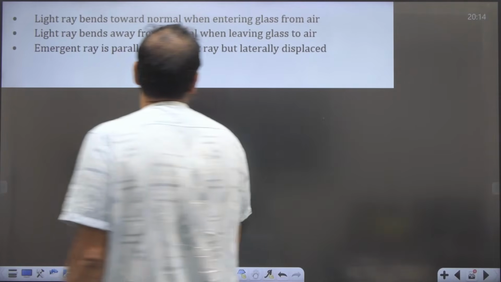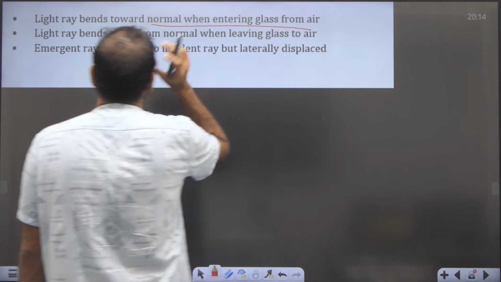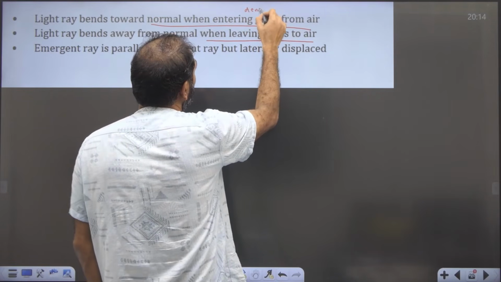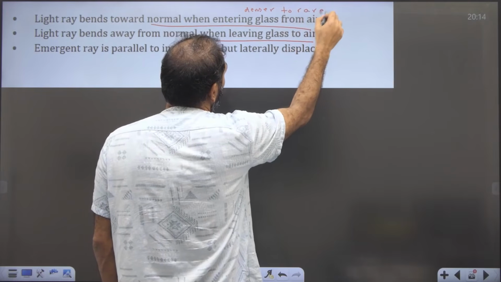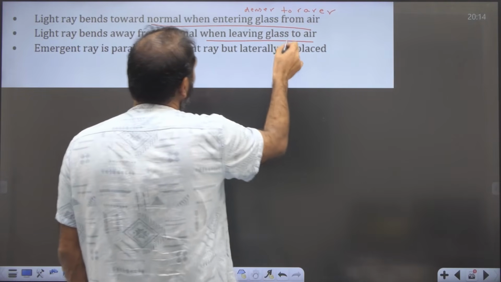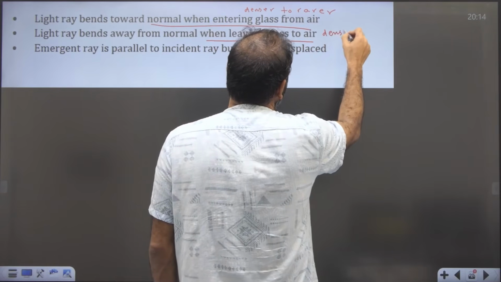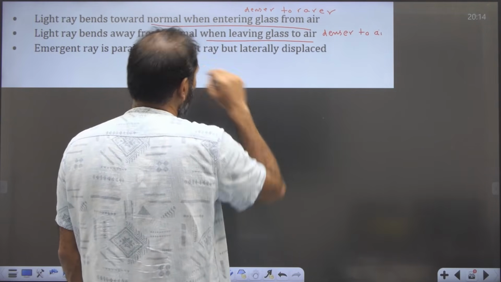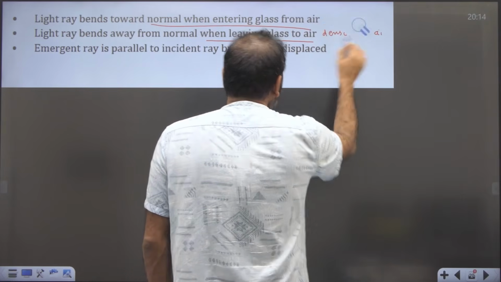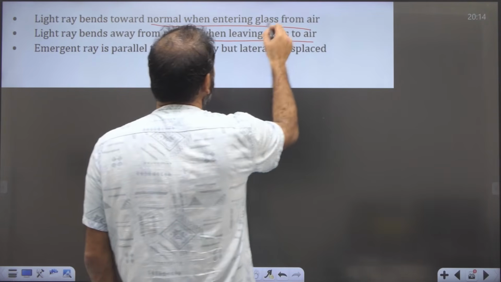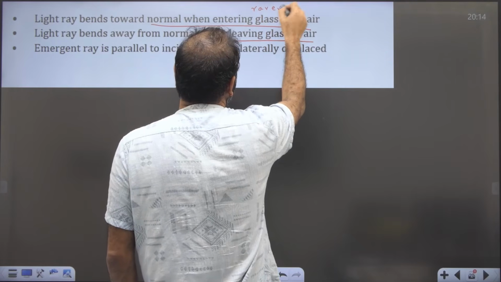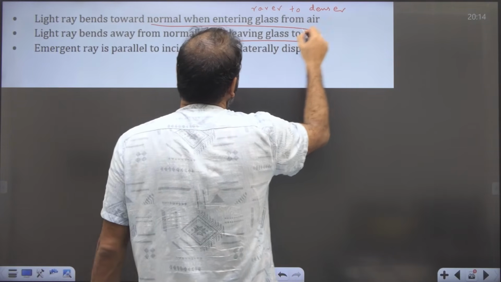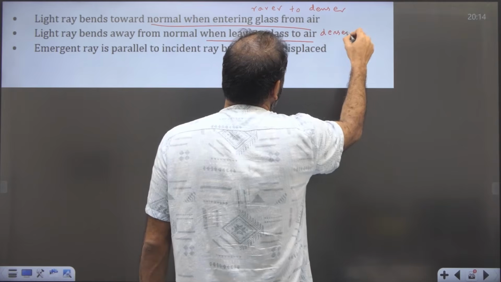A light ray bends towards the normal when entering glass from air. A light ray bends away from the normal when leaving glass to air. Entering glass from air means what? Rarer to denser, because glass is denser than air. Now, leaving glass to air means what? Denser to rarer.